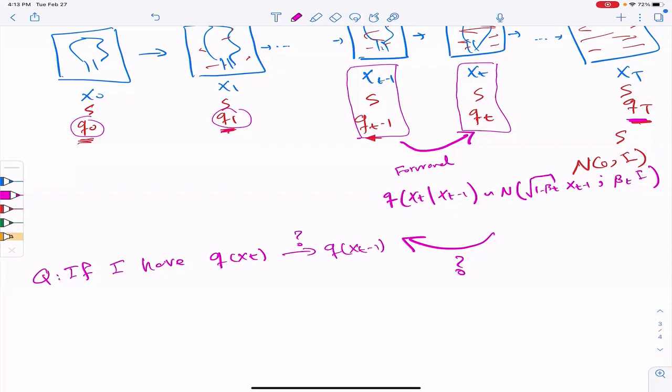So I heard some yeses, but before going to see whether or not we can do it, suppose we can do it. Suppose if you have the distribution q of xt, you can generate samples from xt minus 1. This is called the reverse process. I'm not saying yes or no, but suppose the answer is yes. Would that give me a generative process if the answer was yes?